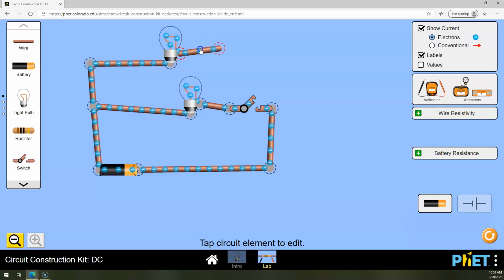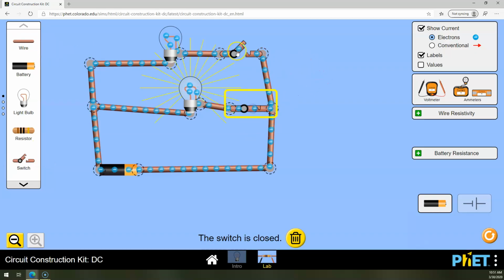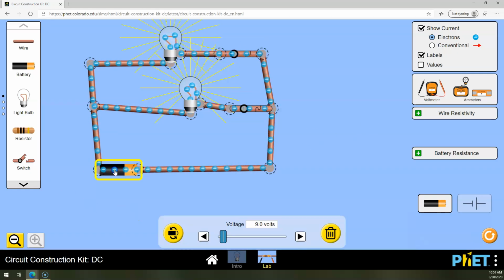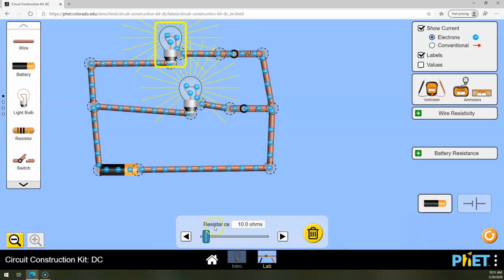Okay, so again, I'm building what I'm calling a parallel circuit. These two light bulbs are in parallel because the electricity has a choice of which way to go. Coulombs have a choice of which way to go. So currently I've got a 9-volt battery. We know, because we just looked at it, this is getting 9 volts and this is getting 9 volts. Cool. They're both getting 9 volts. This is a 10 ohm resistor and this is a 10 ohm resistor.